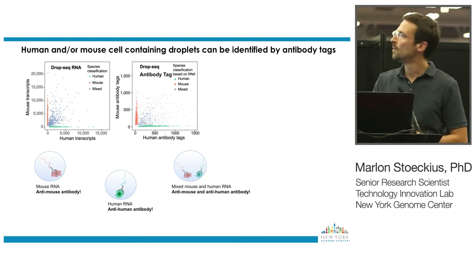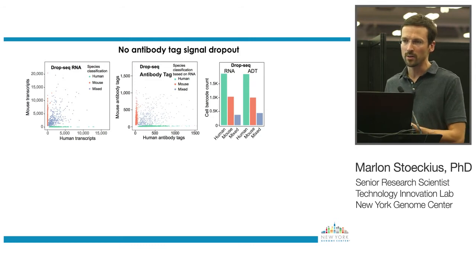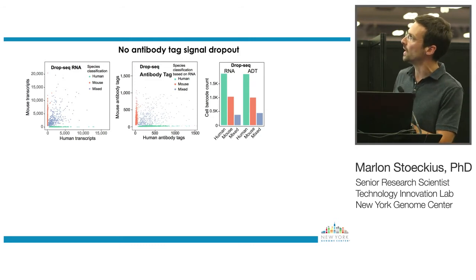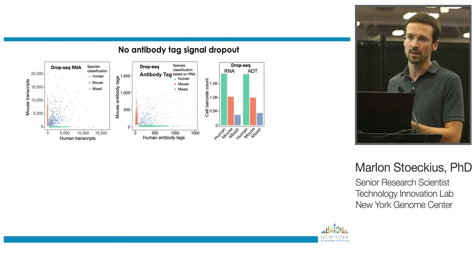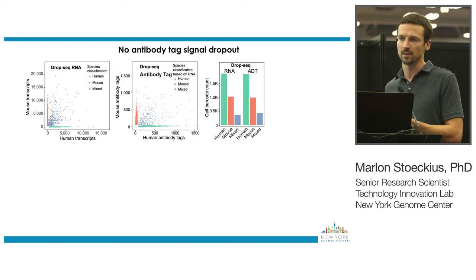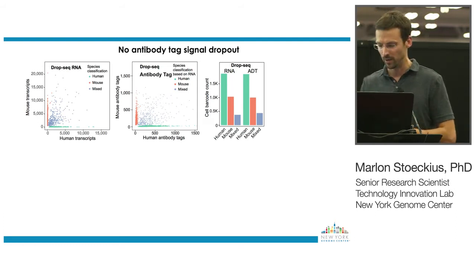And then you can also count the different cell populations, based on the RNA or based on the antibody tags. So we call these antibody tags ADTs. And what you see is that the numbers are very comparable. So there's essentially no dropout of antibody signals. So every cell that you measure also has an antibody readout.